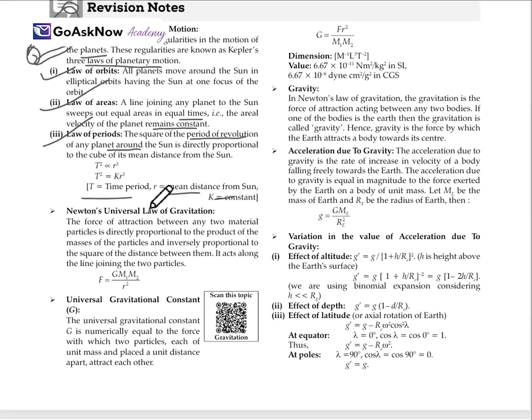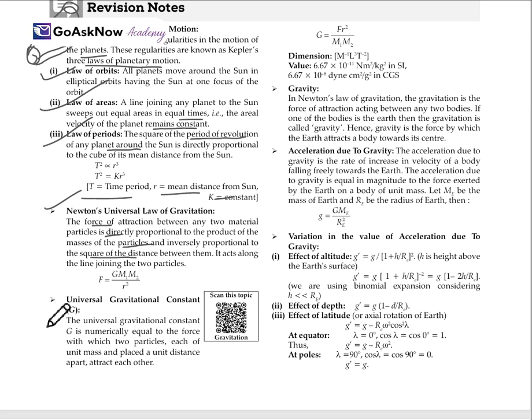Moving to the next, Newton's universal law of gravitation. The force of attraction between any two material particles is directly proportional to the product of the masses of the particles, and inversely proportional to the square of the distance, and it acts along the line joining the two particles. So F equals G M1 M2 upon R squared. M1 and M2 are the masses and R is the distance.